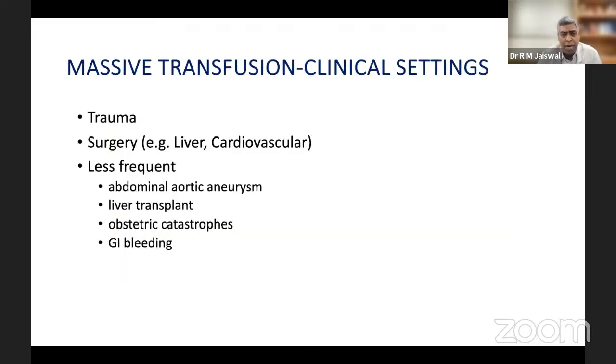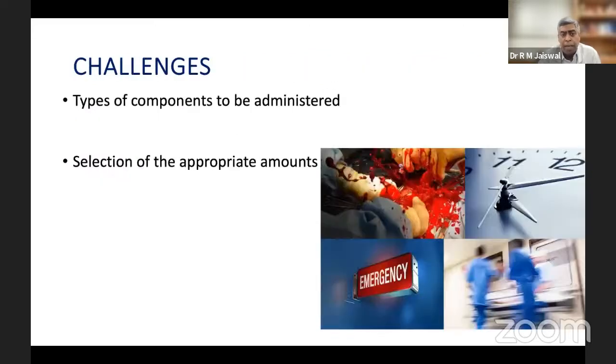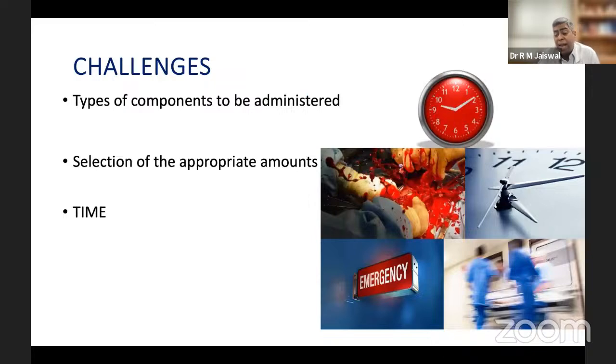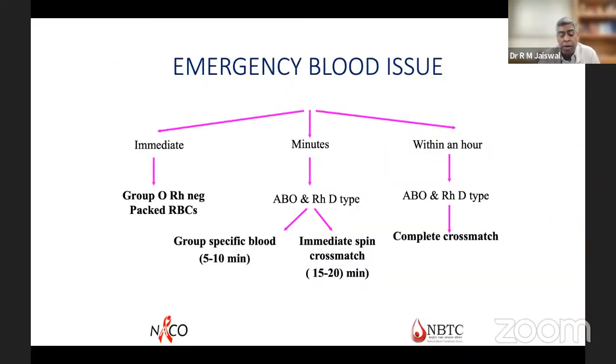Then the massive transfusion clinical settings: the MTP is mostly activated in cases of trauma and surgery, especially liver surgeries, and less frequently activated for abdominal aortic aneurysm, liver transplant, obstetric catastrophe, and GI bleeding. It is also activated in obstetrics, especially in ruptured ectopic pregnancies. The other challenges are the type of component to be administered and selection of the appropriate amounts at that time. And time is a very critical factor when we are dealing with the MTP.